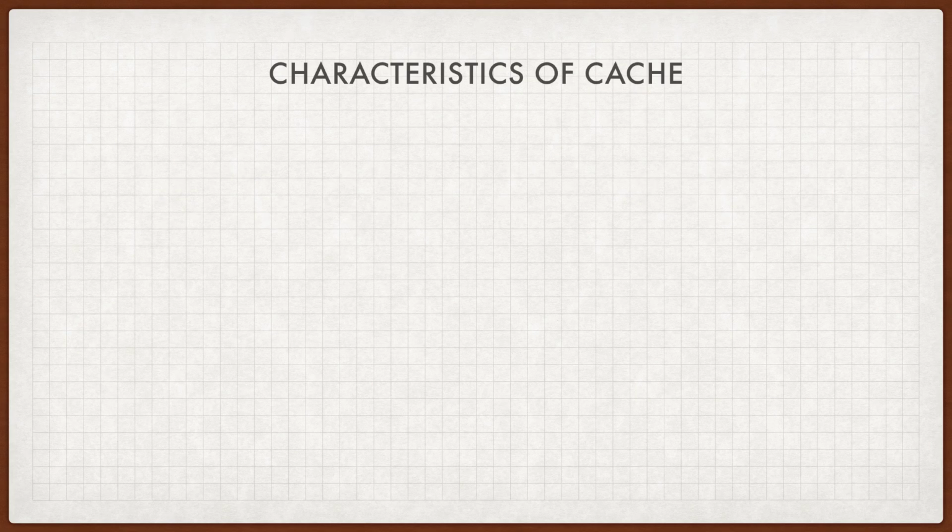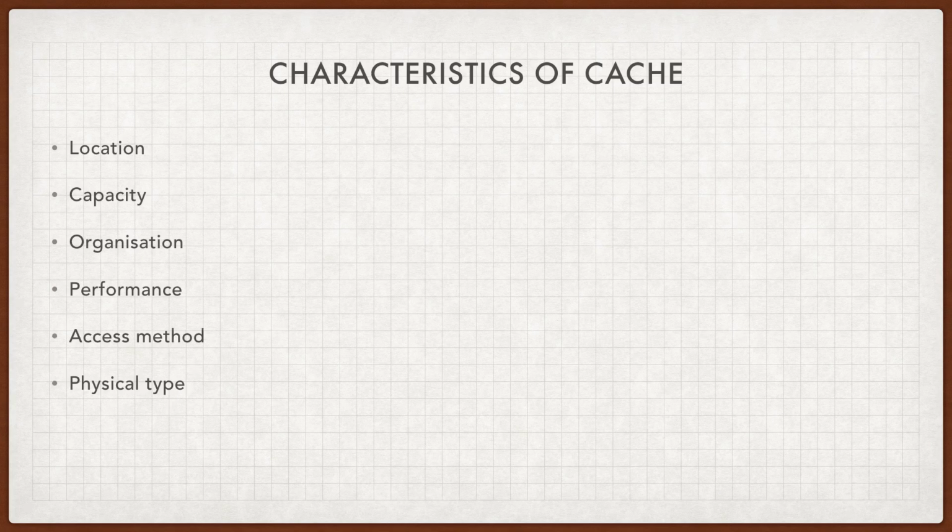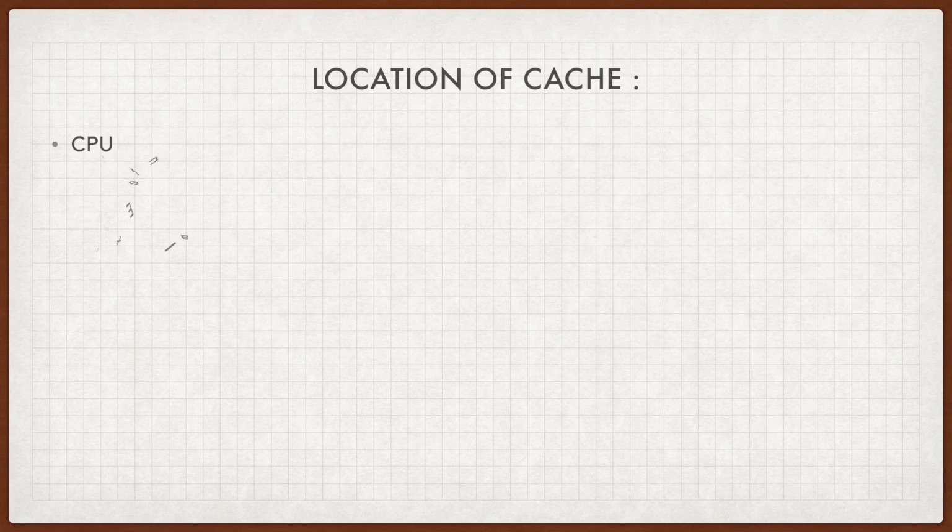Characteristics of cache: location, capacity, organization, performance, access method, physical type. Location of cache: CPU, external, internal.